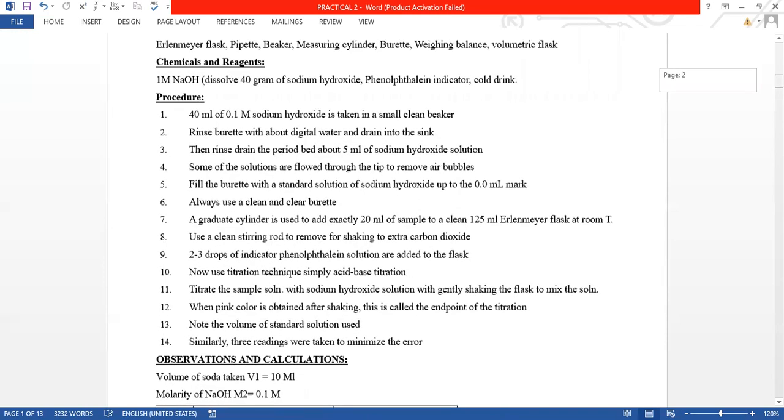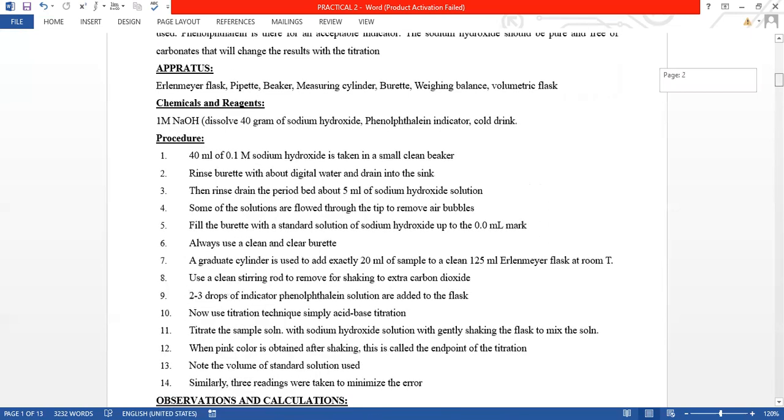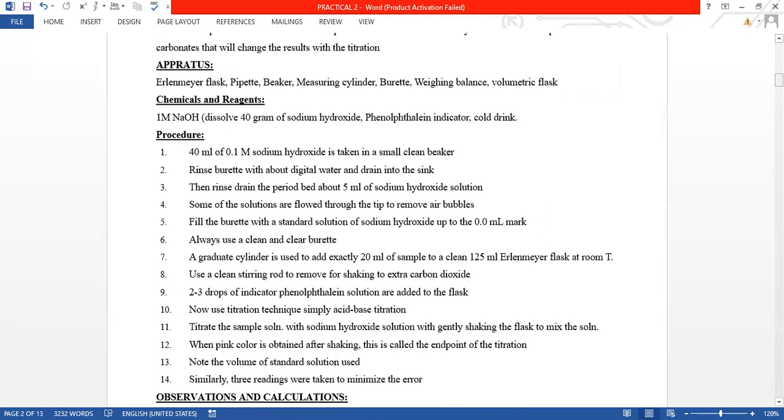Let's move towards the apparatus: Erlenmeyer flask, pipette, beaker, measuring cylinder, burette, weighing balance, volumetric flask. Chemicals and reagents include phenolphthalein indicator, cold drinks, and 1 molar NaOH.